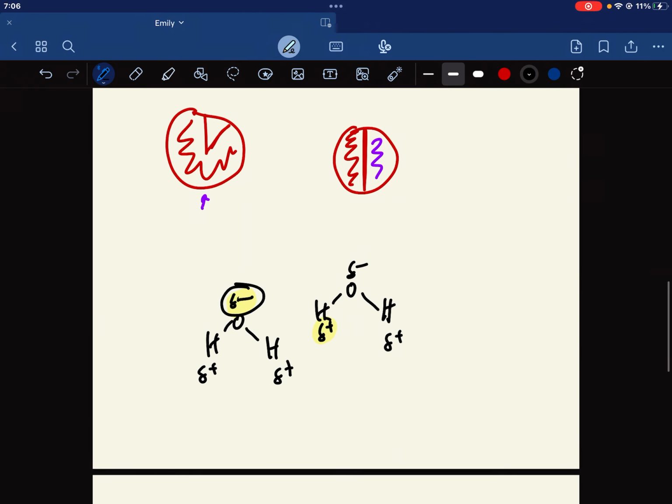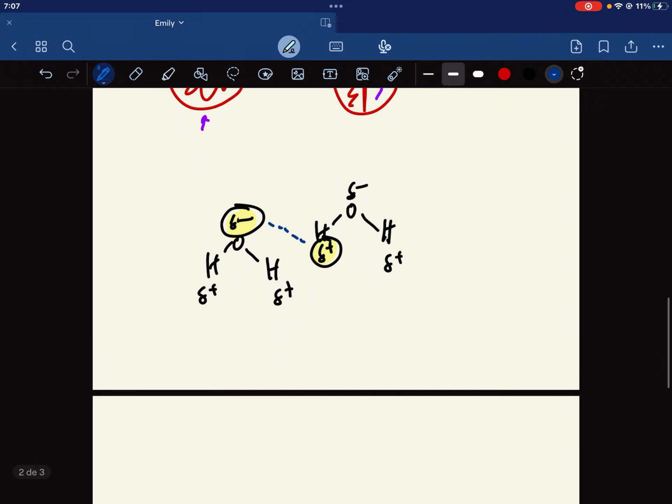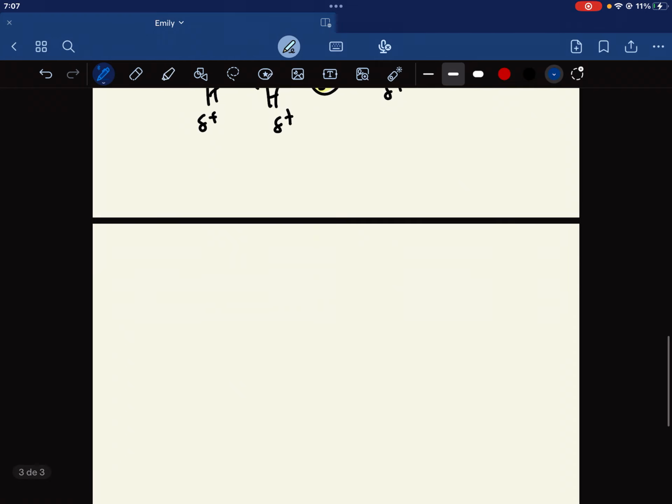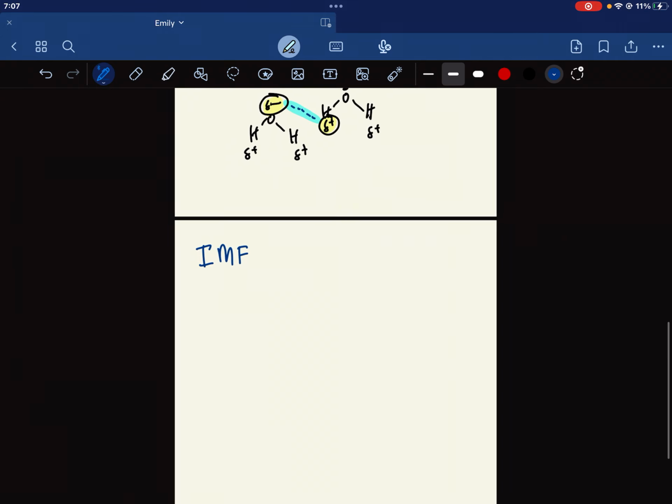Partial positives and partial negatives are going to be attracted to each other. Anytime I have partial positive and partial negative, or fully positive and fully negative, they're always going to have some attraction. Attraction between molecules, that is IMF, or intermolecular forces. So one type of IMF is hydrogen bonding.